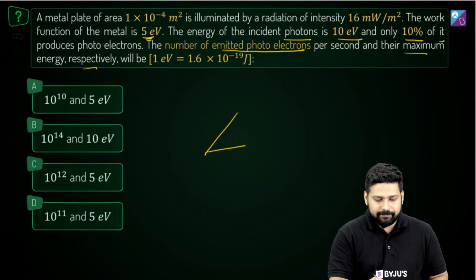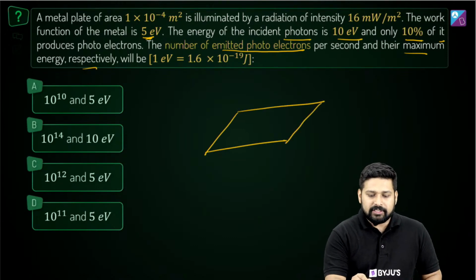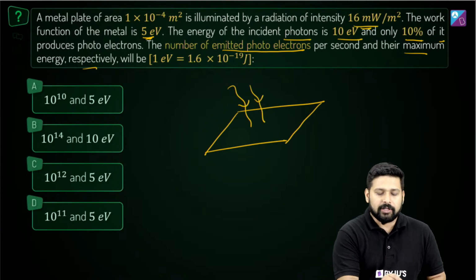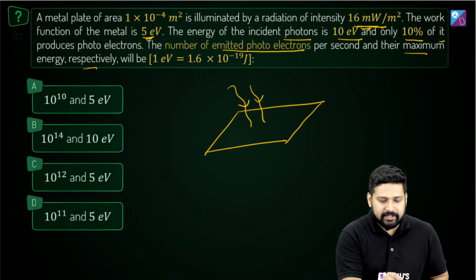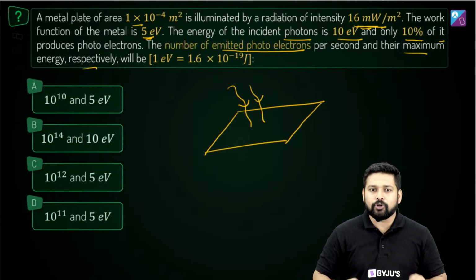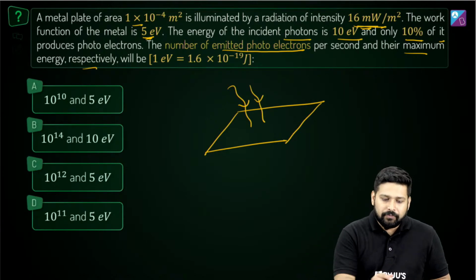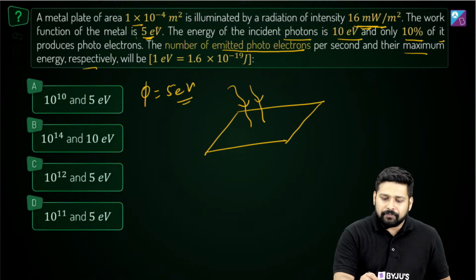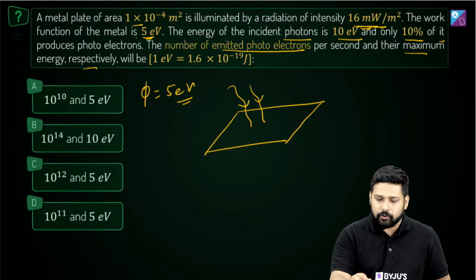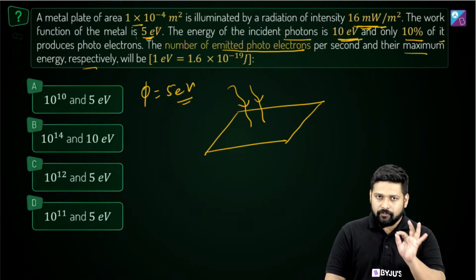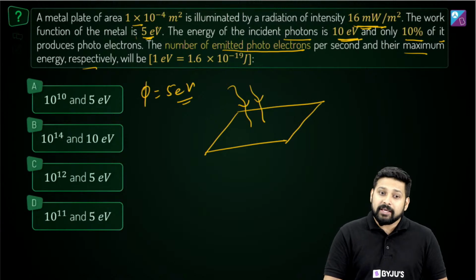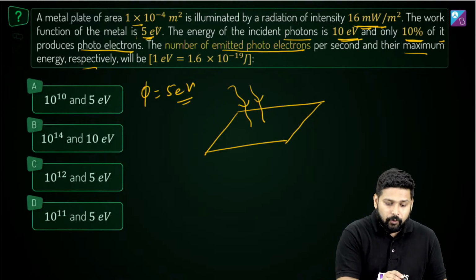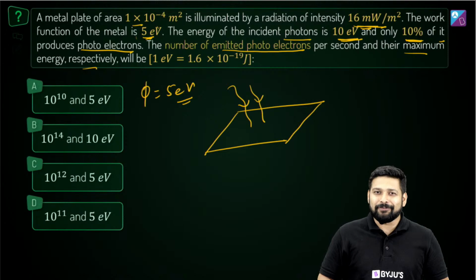क्या हो रहा है? There is a metal plate, ऐसा metal plate है कुछ. It is illuminated by some radiation intensity, इतना per meter square. तो total energy, of course you can find out this intensity times area, है ना? The total energy incident over this area you can easily find out. Work function of the metal दिया हुआ है, मतलब phi दिया हुआ है. Phi is given as 5 electron volts, no problem. The energy of one photon is given as 10 electron volt. But the thing is, only 10% of this is producing what? Photoelectrons.